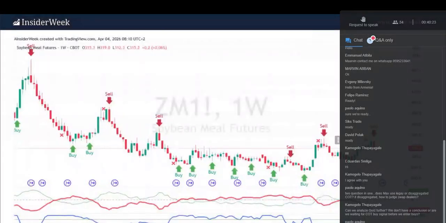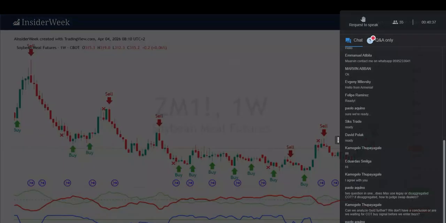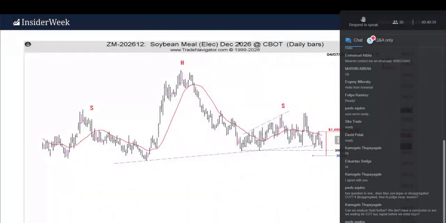So soybean meal, this is also a market in which I see a bearish setup. We have two sell signals in this market. Let's have a look at the daily chart, and on the daily chart we have a very long consolidation. Currently we are shortly before a breakout to the downside.